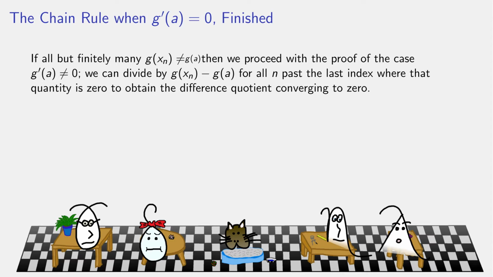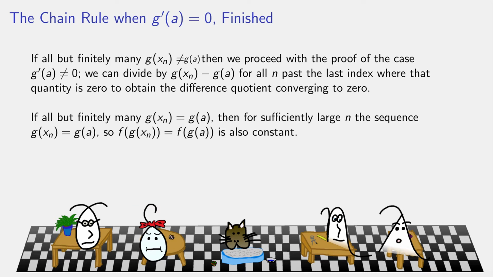So the first of those cases was, what if all but finitely many g of xn's are not equal to g of a? Well, that's really the proof we already did. If g of xn isn't equal to g of a past a certain point, then you can divide by g of xn minus g of a, and you can do that little cancellation trick, and everything works just like it did before. The only difference is, since you'll end up multiplying by g prime of a at a certain step, you'll end up with 0, and that's great. And we handled that already, and nothing changes.